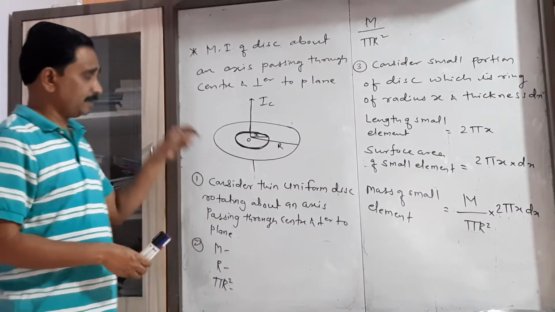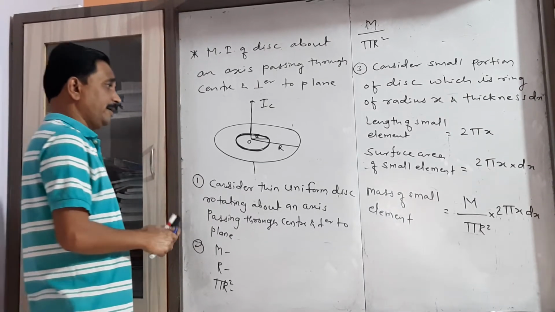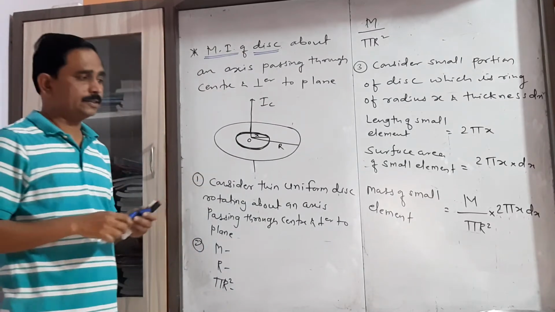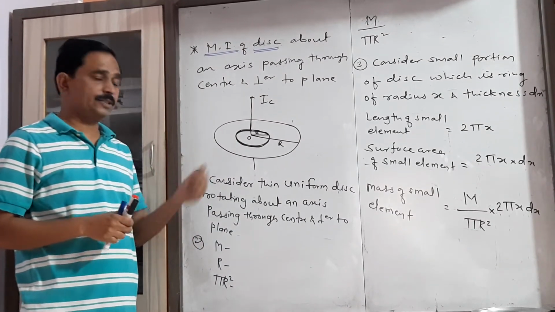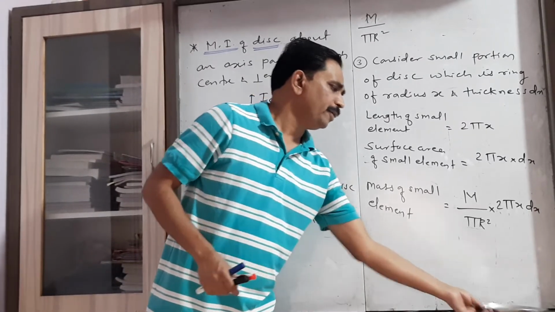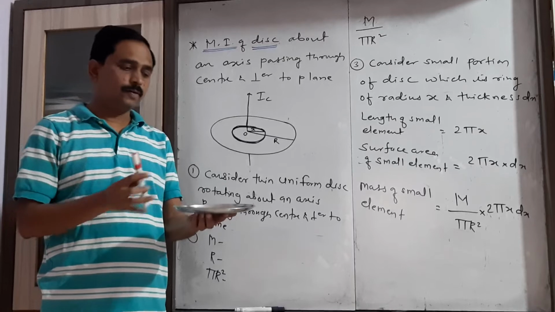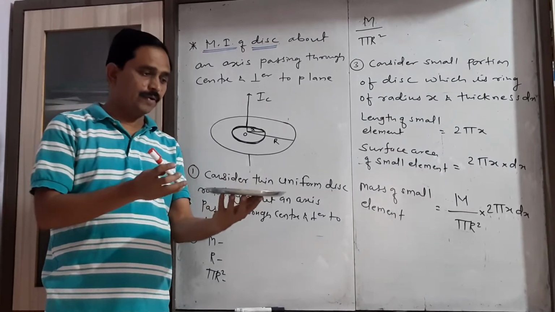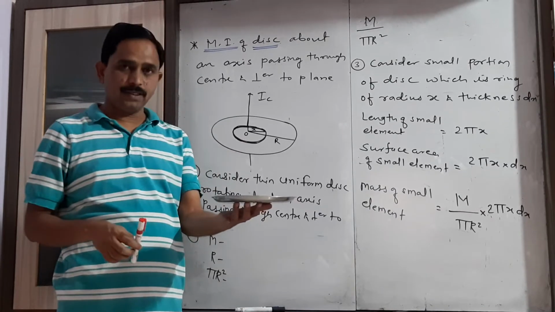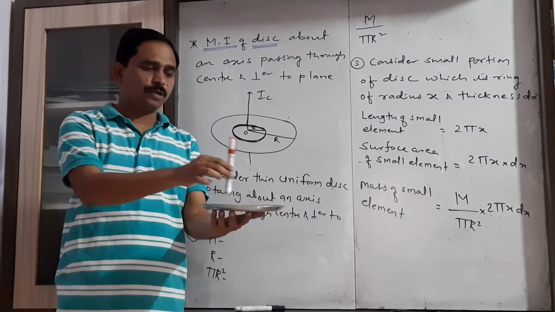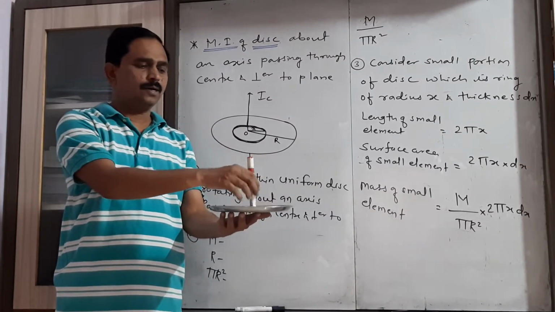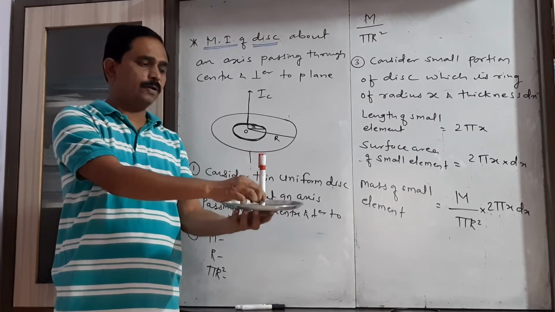Now let us consider the second object, that is the disc. Now we have to find the moment of inertia of a disc, again about an axis passing through the center and perpendicular to the plane. So all of you know. Now here consider the familiar object, that is the disc. This is a thin uniform disc which is kept in a horizontal plane, and this is the axis which is passing through the center and perpendicular to the plane.